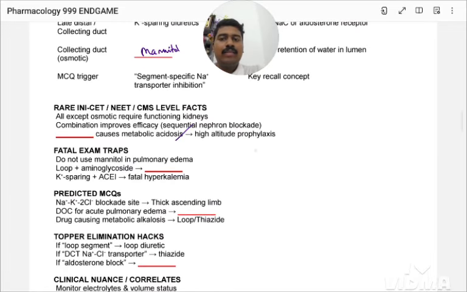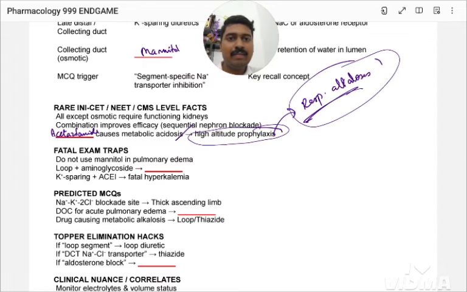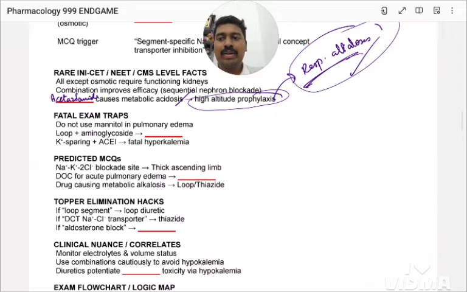Which drug causes metabolic acidosis and hence is used in high altitude prophylaxis? Yes, acetazolamide. Acetazolamide causes metabolic acidosis, hence it counteracts respiratory alkalosis, because when there is high altitude sickness, there is hyperventilation leading to respiratory alkalosis. That is counteracted by acetazolamide. Loop diuretic plus aminoglycoside: if you see this in a question, always remember ototoxicity and also nephrotoxicity.